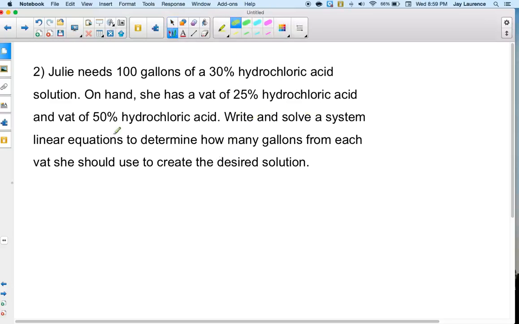Let's see, I need to write and solve a system of linear equations to determine how many gallons. So I need to know how many gallons of the 25% solution or vat, and how many gallons she's going to use from the 50% vat, right? From each vat. You see that? So now I'm ready to write or define my variables.